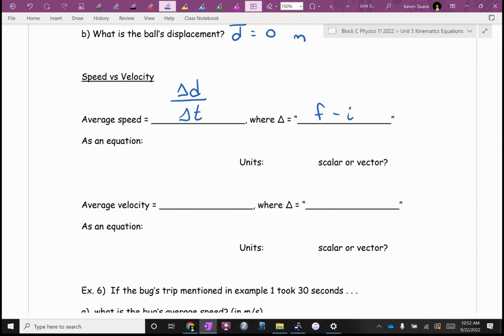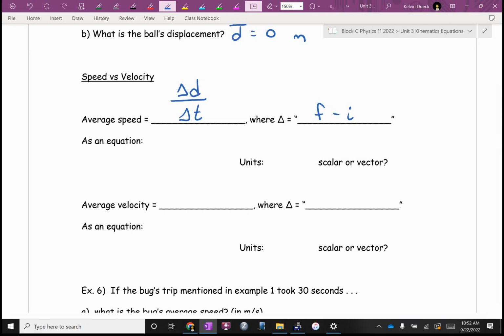That's going to be handy to have in your back pocket. Many times this year, I'll ask you to find the change in something. You know what I'm really asking you to do, Matt? Find the final something, find the initial something, and then do what with those two? Subtract.